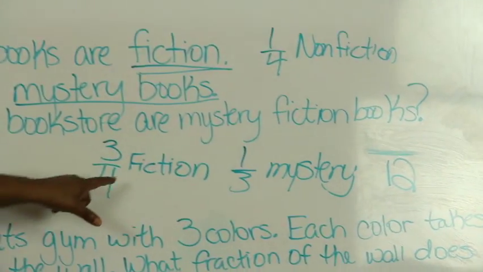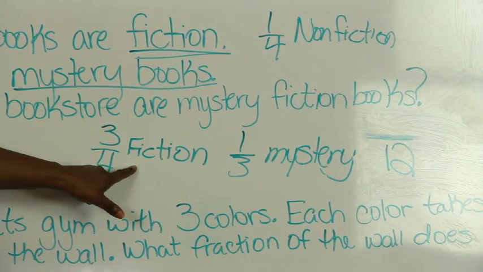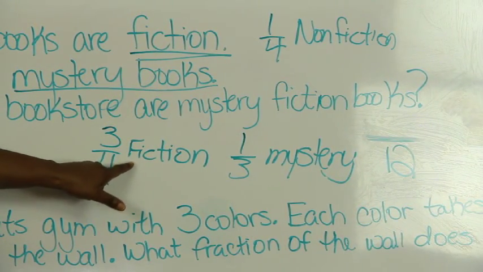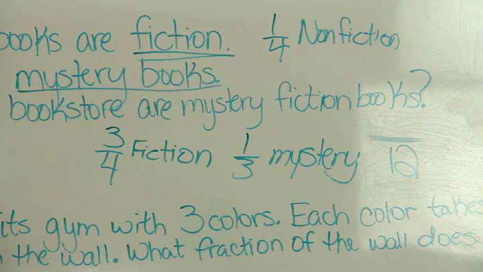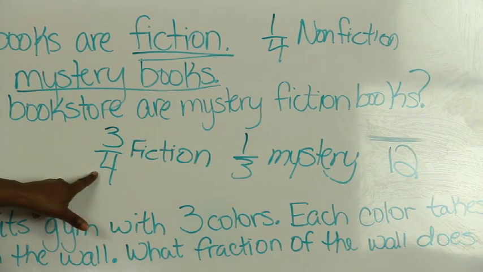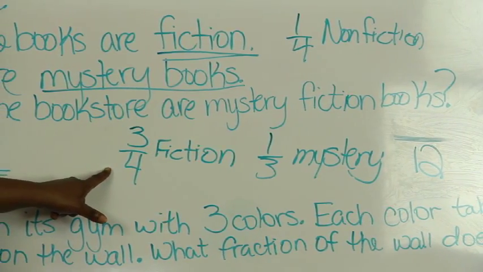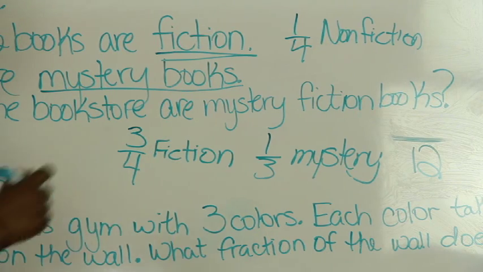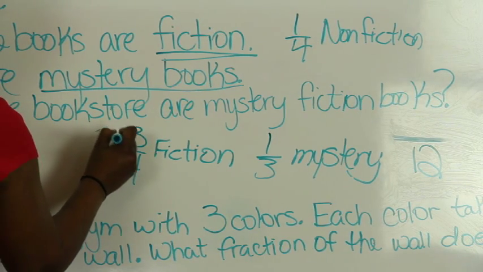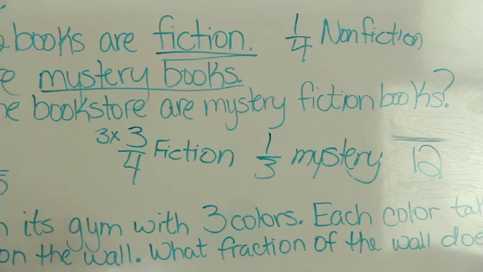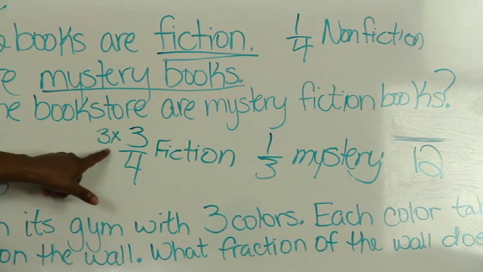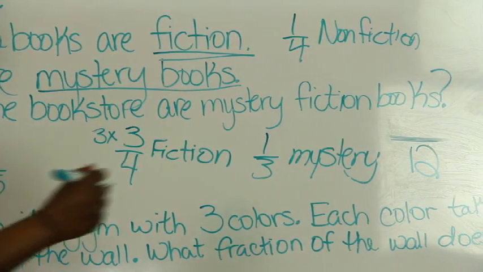If we do that, we need to know how many books as far as a fraction for fiction there are. And so if we get the factor that goes with 4, it would be 3. 3 times 4 is 12. So we're going to multiply the numerator with 3. 3 times 3 is 9.